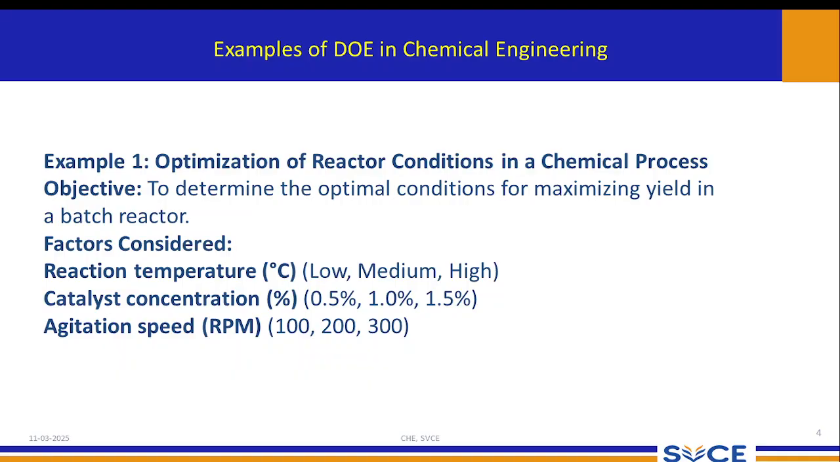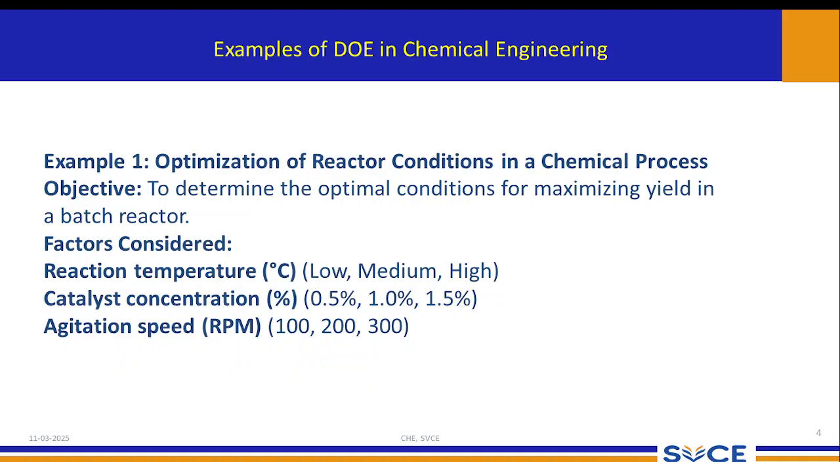So reaction temperature, let's take low, medium and high. I don't know at what temperature the reaction yield will be more. And catalyst concentration, or the reactant concentration. Here they didn't mention the reactant concentration. Here they mentioned the factor to be considered is catalyst concentration: 0.5%, 1%, 1.5%, that is the one varying. Whereas the reactant concentration for this case is constant. They are not varying it. Agitation speed, they are varying 100, 200, 300.